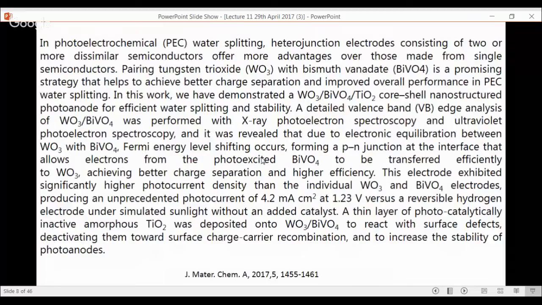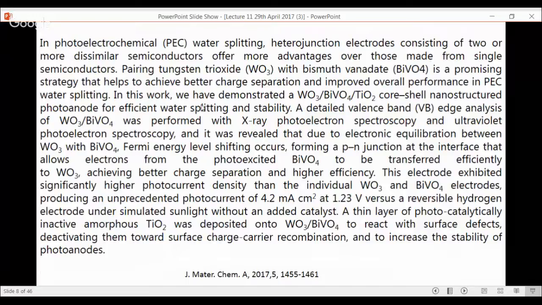In photoelectrochemical water splitting, heterojunction electrodes consist of two or more dissimilar semiconductors, and offer more advantages over those made from single semiconductors. We discussed this last time as the heterojunction or Z scheme. Pairing tungsten oxide with bismuth vanadate, this is only one example given, is a promising strategy that helps to achieve better charge separation and improved overall performance in PEC water splitting. We will show you a picture here where the Z scheme or the heterojunction is working.